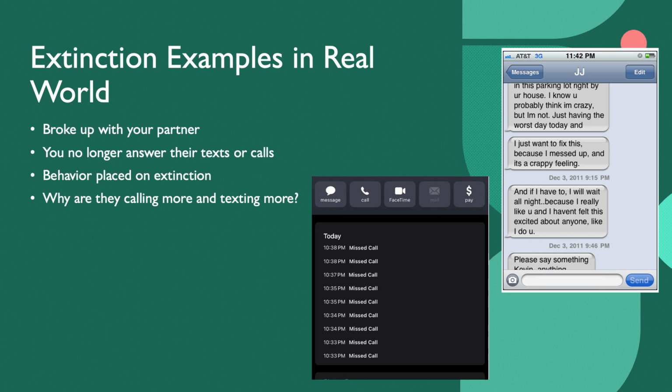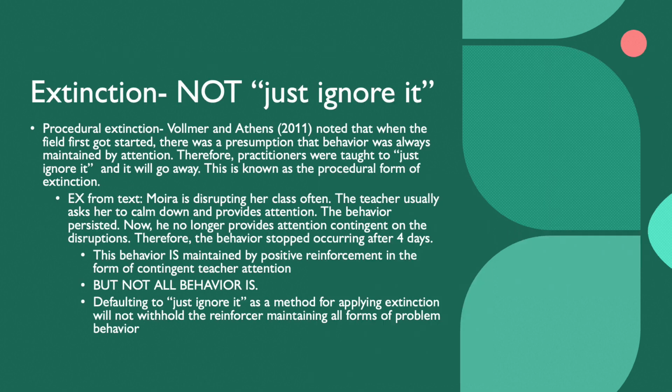So again, we'll talk about all of the side effects of extinction in an upcoming slide, but this is an example of some of the side effects of extinction. Okay, so there are two different types of extinction, I guess forms we could call them, two different ways of implementing extinction that we have seen in our field.